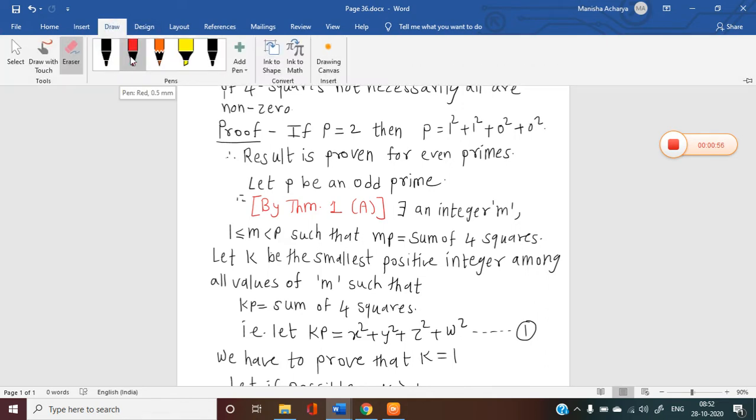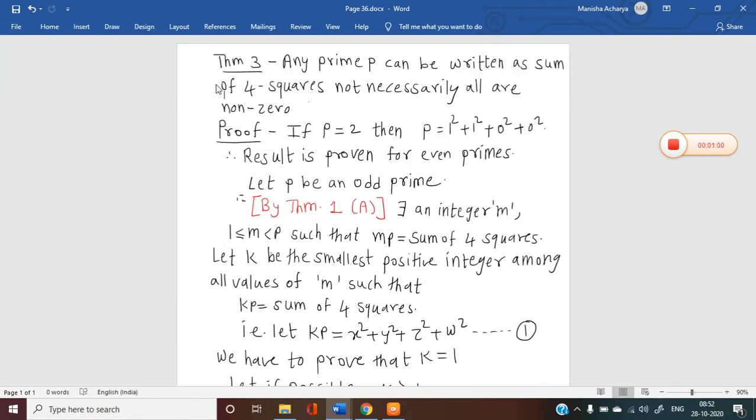So using the earlier two results, theorem 1a and theorem 2, we are going to prove that every prime p can be expressed as a sum of four squares where not necessarily all numbers are non-zero. Okay, so let us start with the proof. If p = 2, then p can be expressed as a sum of four squares in this fashion. Therefore, the result is proven when p is an even prime. So now let p be an odd prime.